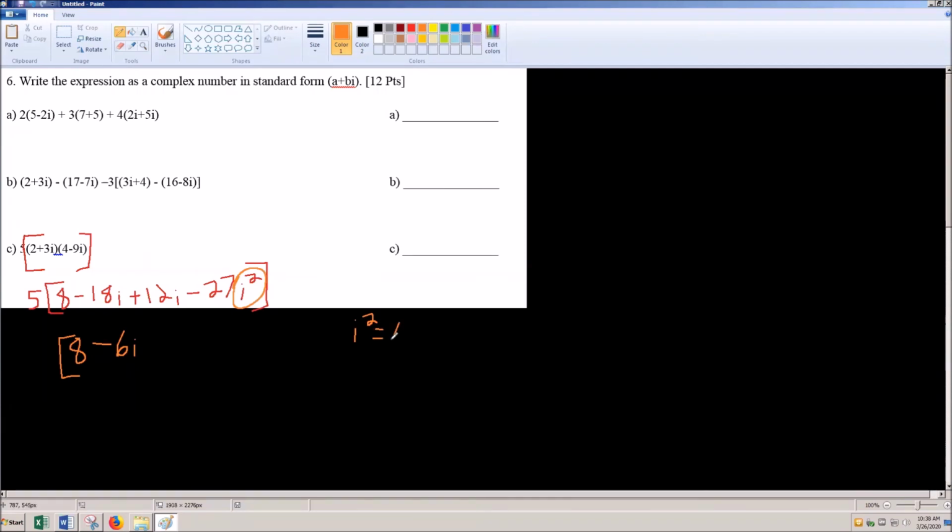negative 1. Man, I'm not very good at doing the negatives. There we go, negative 1. So when I see an i squared, I'm just going to exchange it with a negative 1. I should never see i squared in my answer. So this used to be minus 27i squared. Now it's just going to be plus 27. Again, it just changes the sign because it's times negative 1.